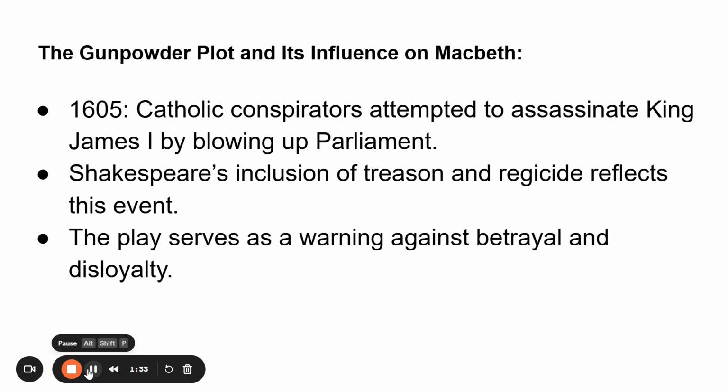The Gunpowder Plot and its influence on Macbeth. In 1605, Catholic conspirators attempted to assassinate King James I by blowing up Parliament. Shakespeare's inclusion of treason and regicide reflects this event. The play serves as a warning against betrayal and disloyalty.